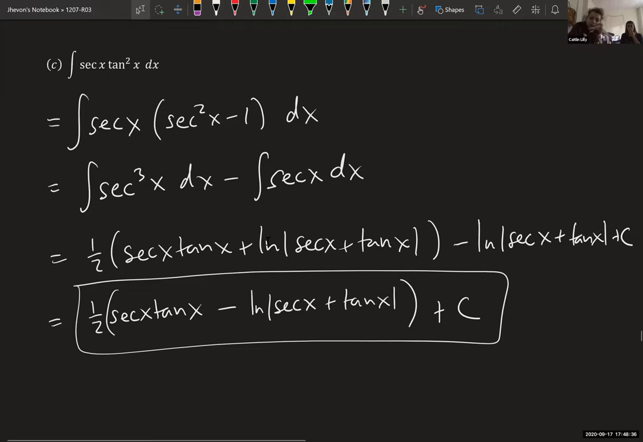Wouldn't the ln secant x plus tangent x cancel out? No, because the first one is in a set of parentheses and being multiplied by 1/2. Oh, gotcha. Yeah, so it's plus 1/2 the ln blah minus ln blah. So you end up with negative 1/2 ln blah, and then I just factored out the 1/2 again. Okay, so we have that.